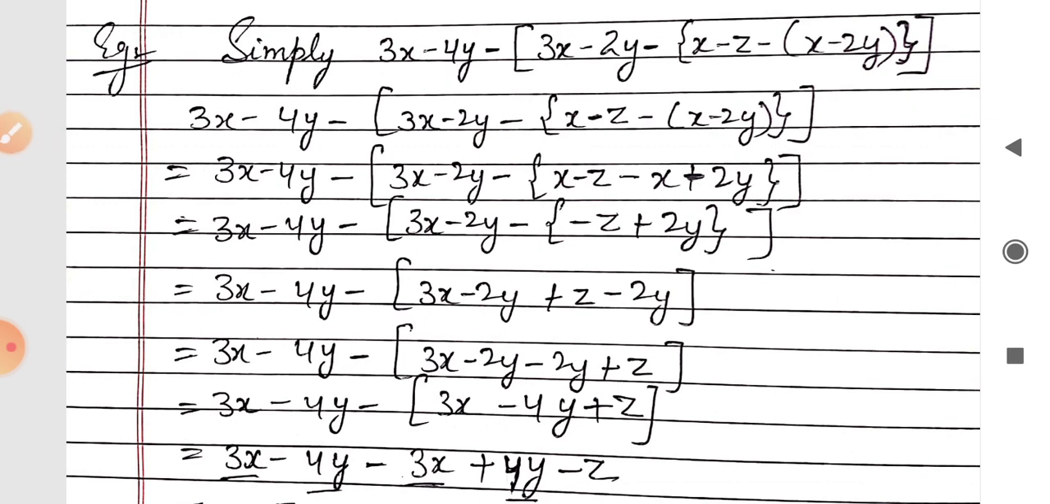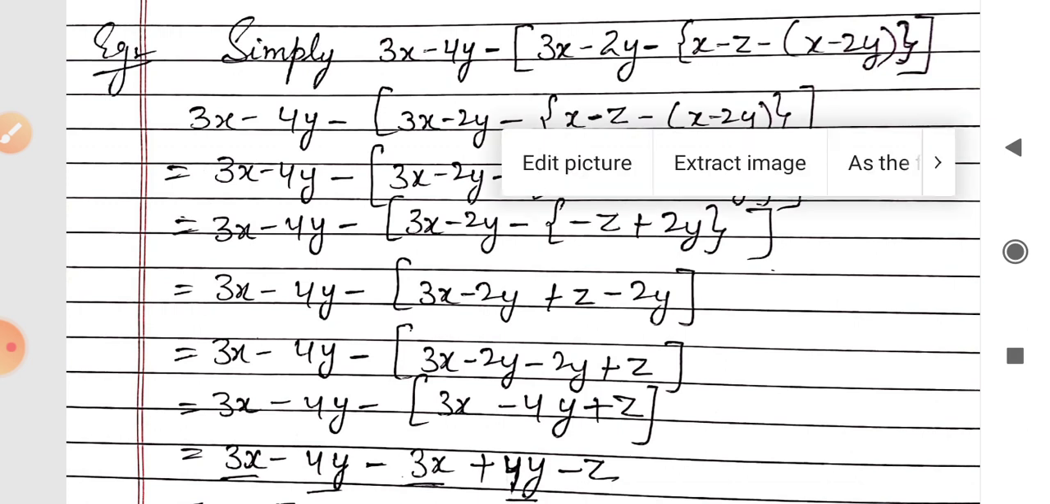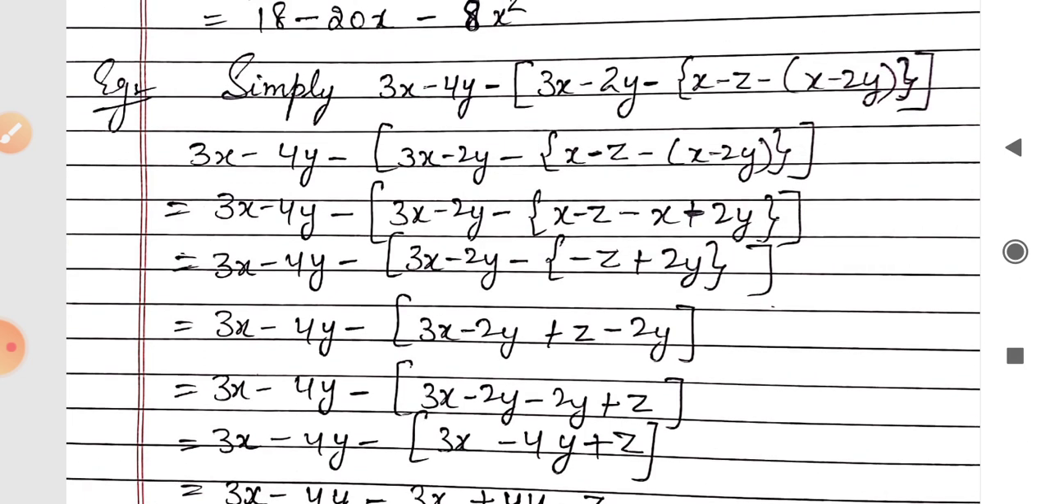First of all, we always solve the bar bracket. If it is not present, then we solve the round bracket, then the curly bracket, and at last we always solve the square bracket. There is no bar bracket in this statement. Here a round bracket is used. So first of all we will solve the round bracket, but x minus 2y cannot be solved because these are unlike terms. So open this bracket.